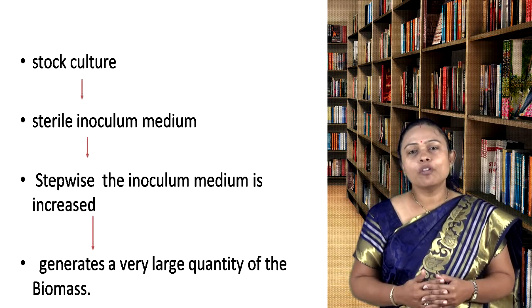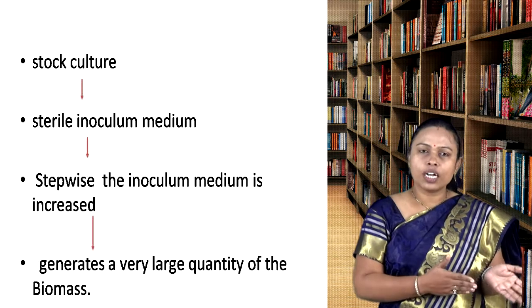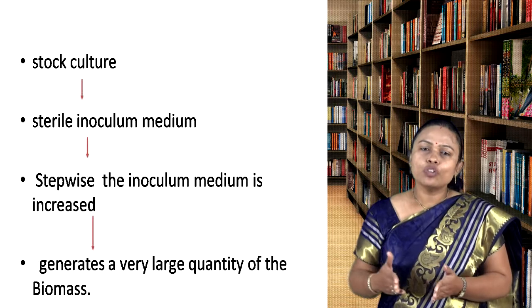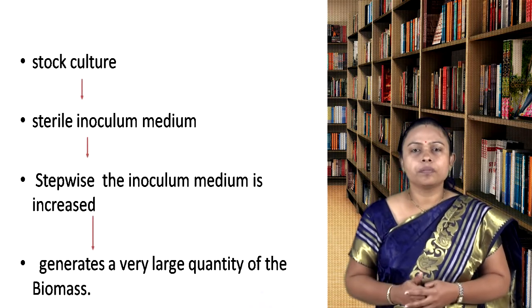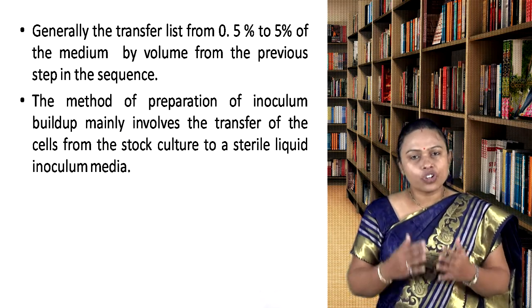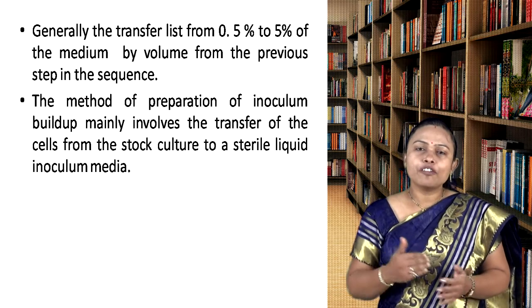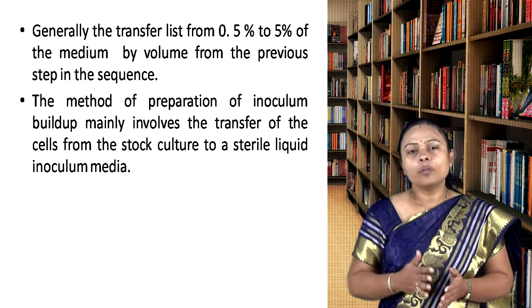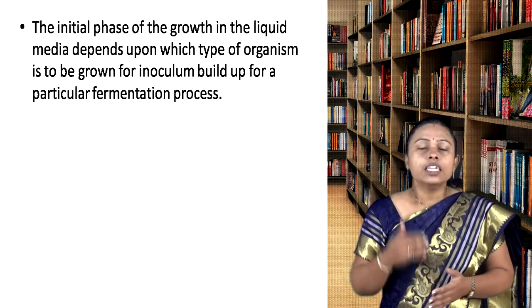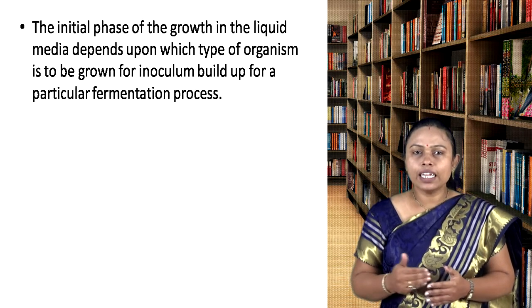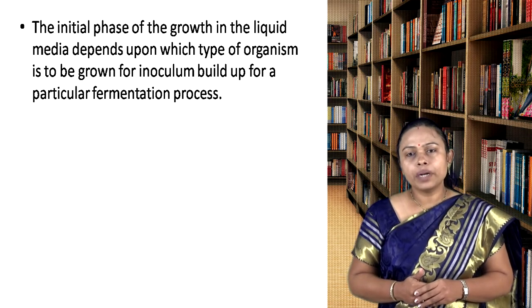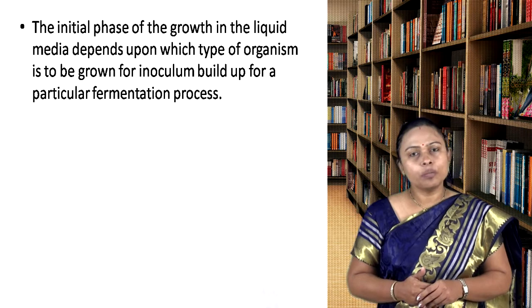The initial step of inoculation from the stock culture transfers very less amount of inoculum into a small quantity of the media. Generally, the transfer ranges from 0.5% to 5% of the medium by volume from the previous step in the sequence. The initial phase of the growth in the liquid media depends upon which type of organism is to be grown for inoculum buildup for a particular fermentation process.